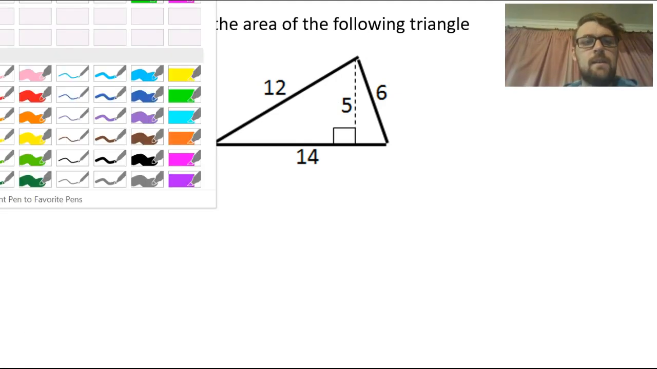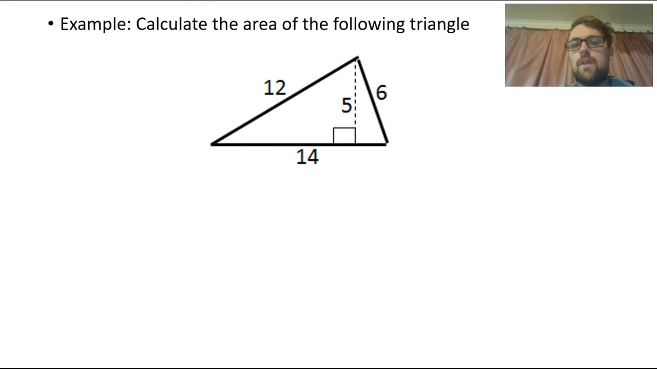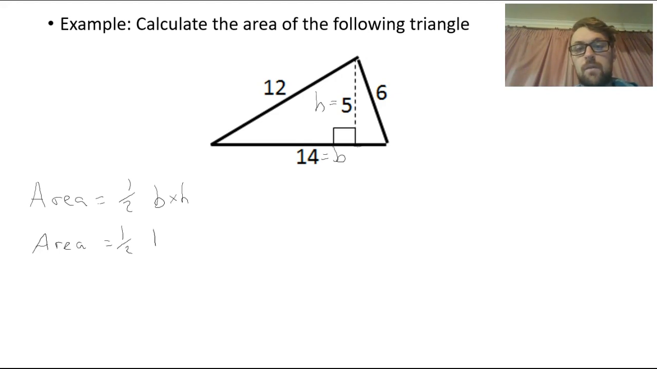So let's have a look at an example now. And what I've got here is a triangle. We know the base is this bottom part, so I'm just going to label that the base. And the height is the distance from the base to the highest point. So this 5 represents the height. Now if I put into my formula, area equals half base times height, and just from there substitute in what I've written down. So the area equals half of my base, which is 14, times my height, which is 5.